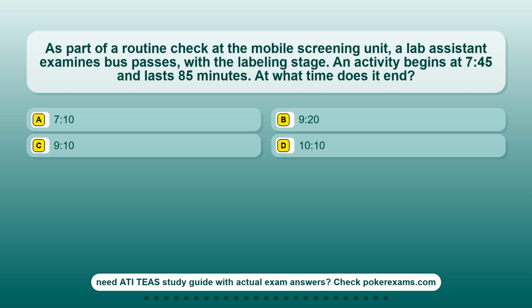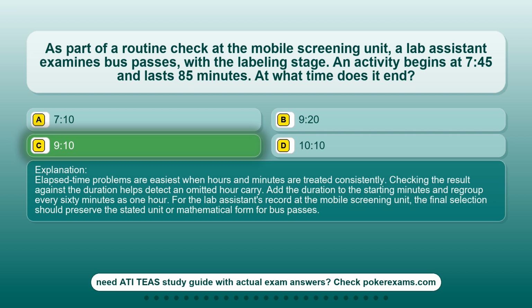As part of a routine check at the mobile screening unit, a lab assistant examines bus passes, with the labeling stage. An activity begins at 7:45 and lasts 85 minutes. At what time does it end? Option A, 7:10. Option B, 9:20. Option C, 9:10. Option D, 10:10. The correct answer is option C, 9:10.